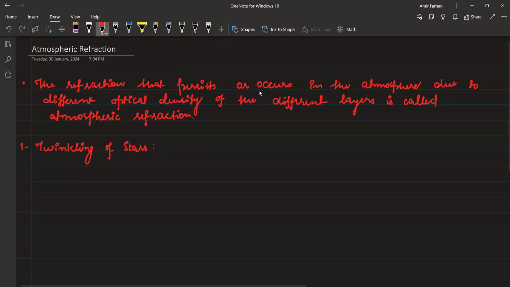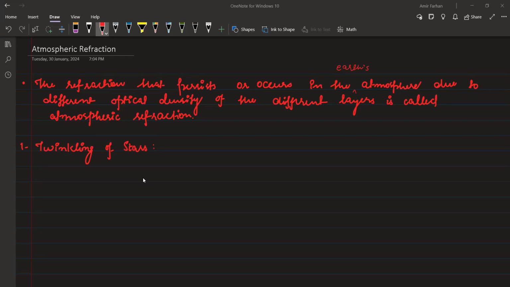The refraction that persists or occurs in the atmosphere due to different optical densities of different layers is called atmospheric refraction. In the earth's atmosphere, okay? Clear everybody? ठीक है सर. Why does this twinkling of stars happen?